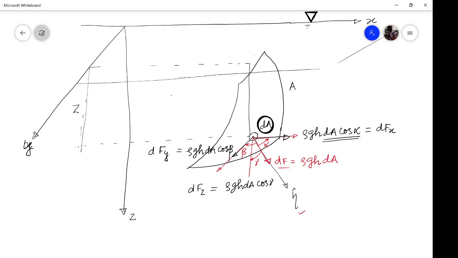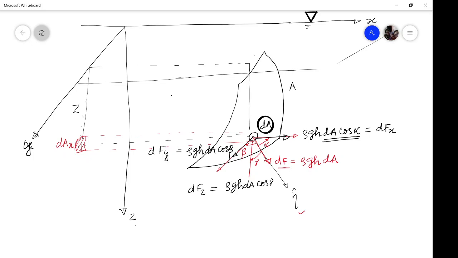What is this? This is basically the projection of area on a plane which is normal to the x-axis, that is, onto the ZY plane. So if you project this onto this particular plane, then you will get some area. Let us name this area dAx, that is, the projected area on the x plane, the plane which is perpendicular to the x-axis.